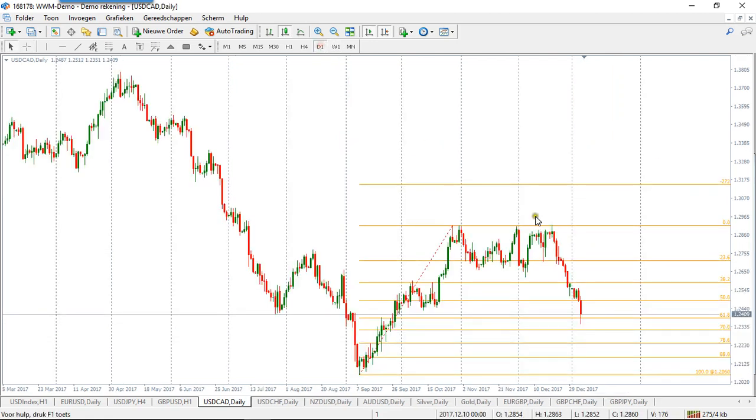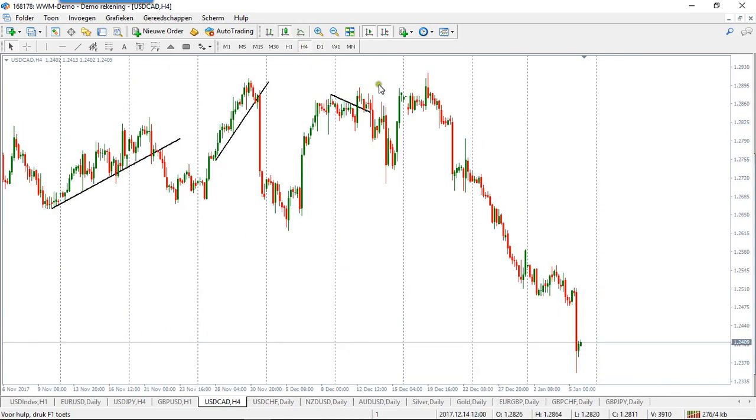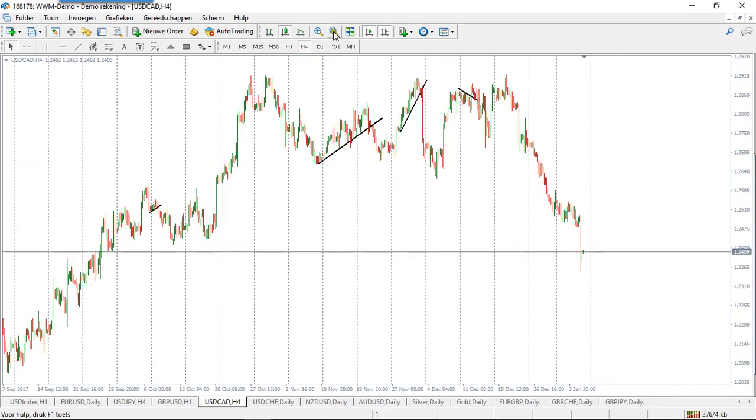So daily, we already covered that. 4 hour, what am I looking for? Well, after the data last week, the Canadian employment data suggests that there might be some room for the Bank of Canada to start hiking rates. On the other hand, if they disappoint, well, this will be wiped out real quickly.